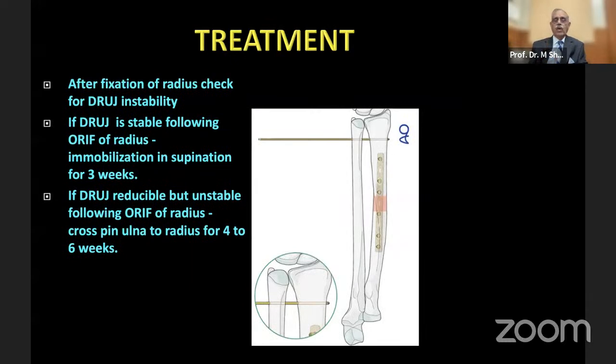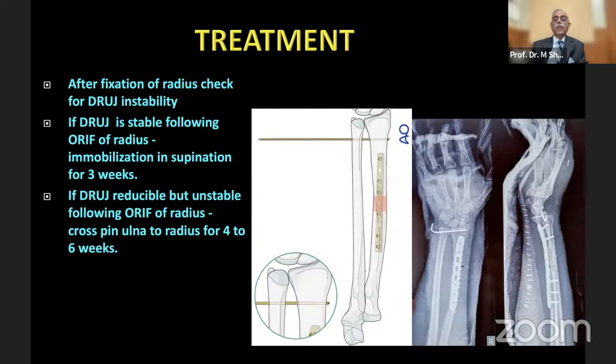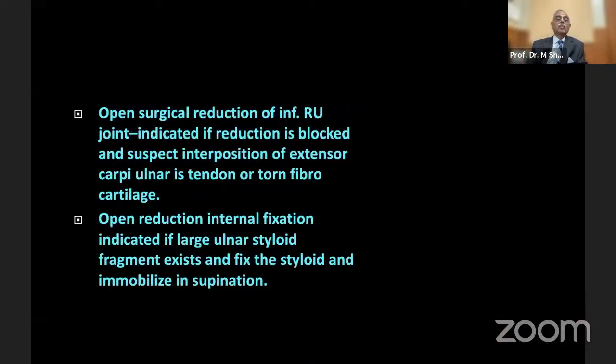And you can put either 1 pin or 2 pins after the internal fixation as you see there. And that is a classical case which we see. Whether you put it through the distal radioulnar joint or not is still debatable. And we try to put 2 pins always so that it is much more stable. Open surgical reduction of the distal radioulnar joint is indicated only if reduction is blocked, usually either by the extensor carpi ulnaris tendon or a badly torn fibrocartilage. And that is the only indication for open surgical reduction.